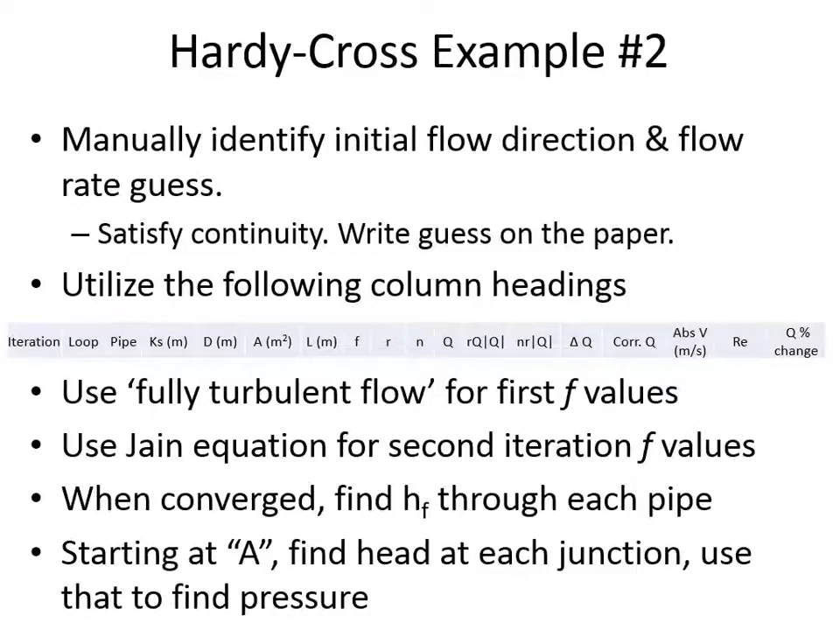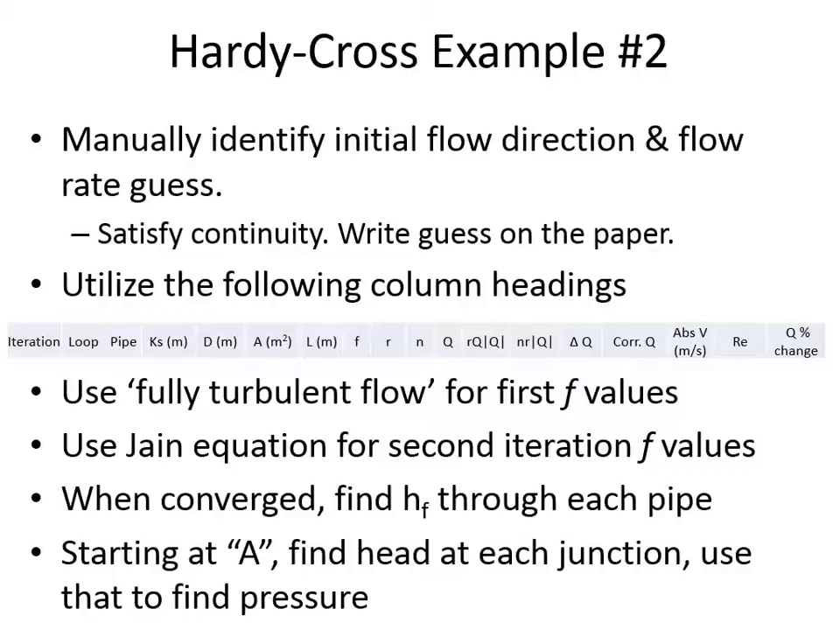So in the second example, things are going to get a little bit more complex, because instead of just an R value that stays constant, like it did in the first example where I was just familiarizing you with the structure of how the solution proceeds, this time we're actually going to allow f to vary. And f is going to update in each iteration based on the velocity and Reynolds number from the previous step.